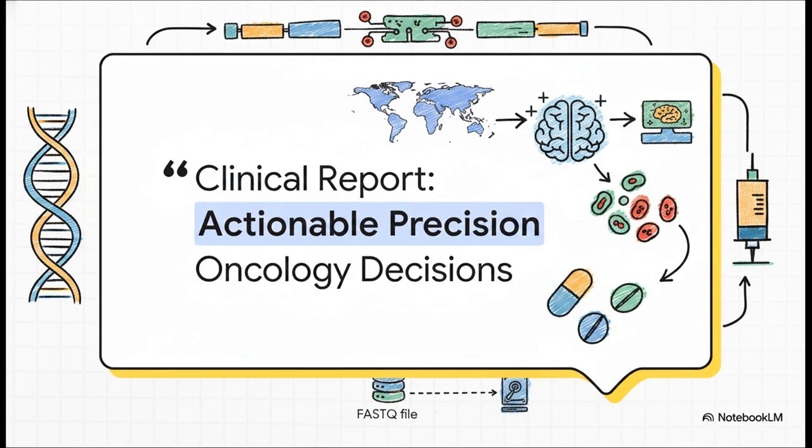And here we are. This final clinical report is the culmination of the entire pipeline. It proves that the immense, almost overwhelming complexity of raw sequencing data, all those billions of base pairs, the intense computational alignment, the whole shebang, can actually result in life-saving, actionable precision oncology decisions. We've successfully mapped that incredible journey from a raw FASTQ file all the way to a targeted therapy recommendation.